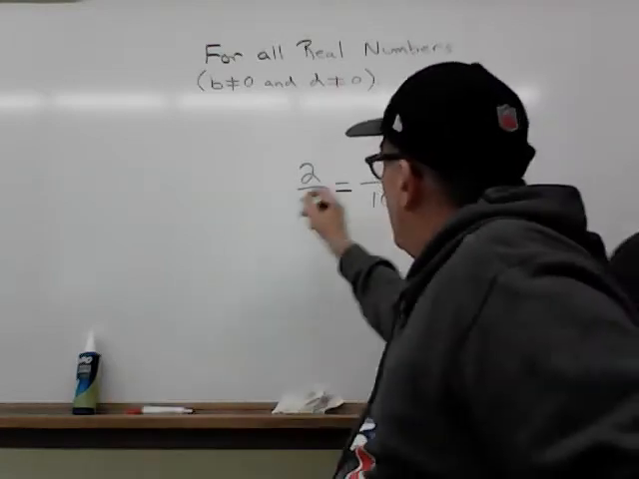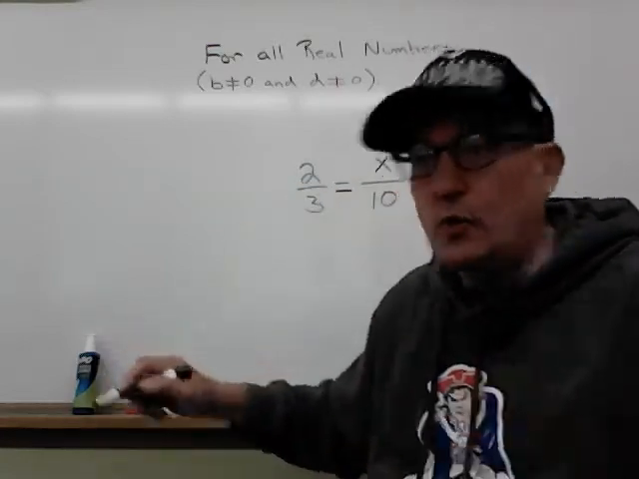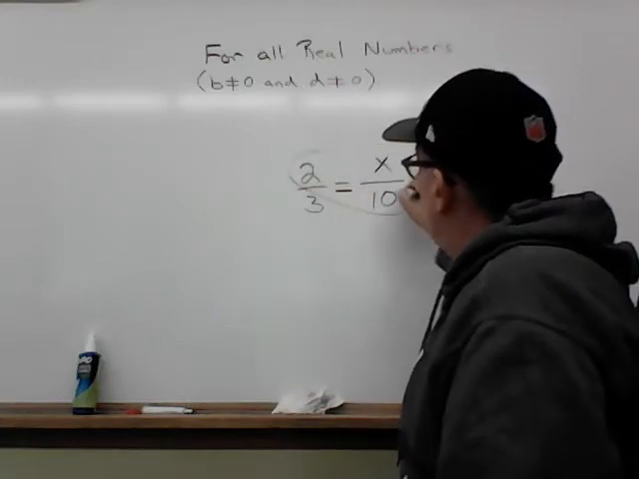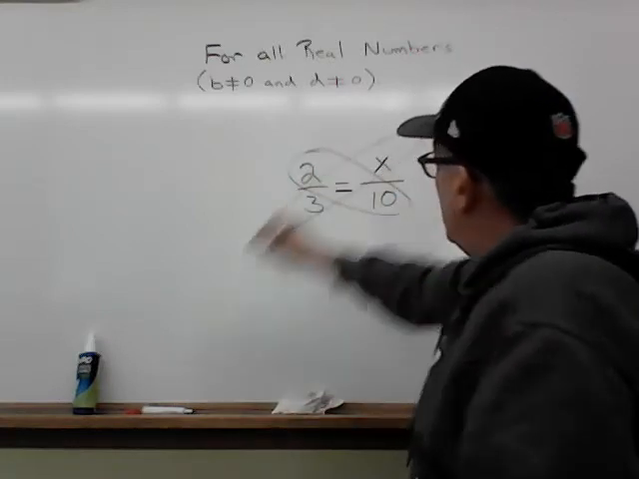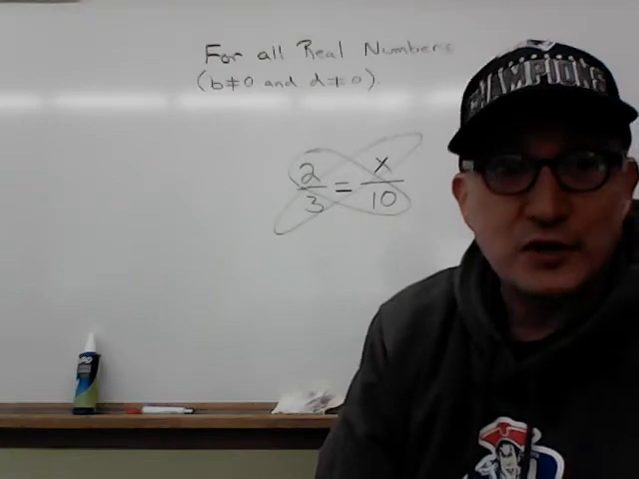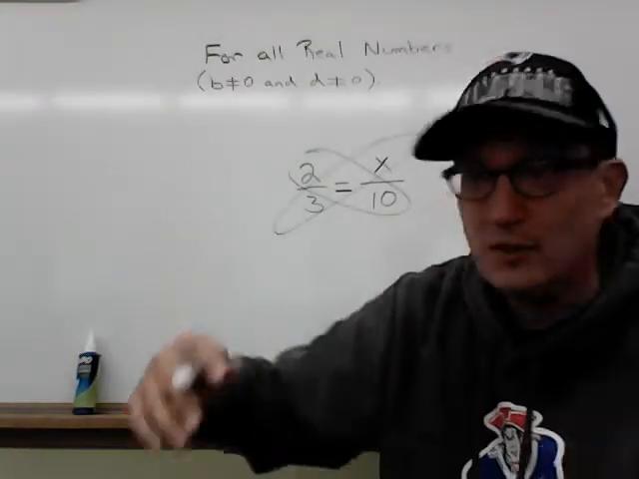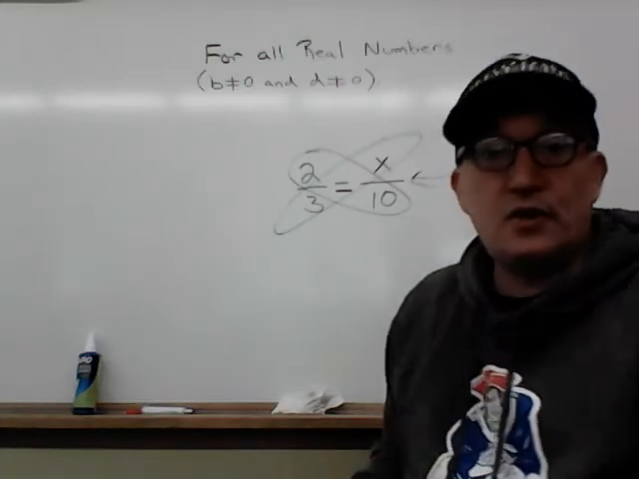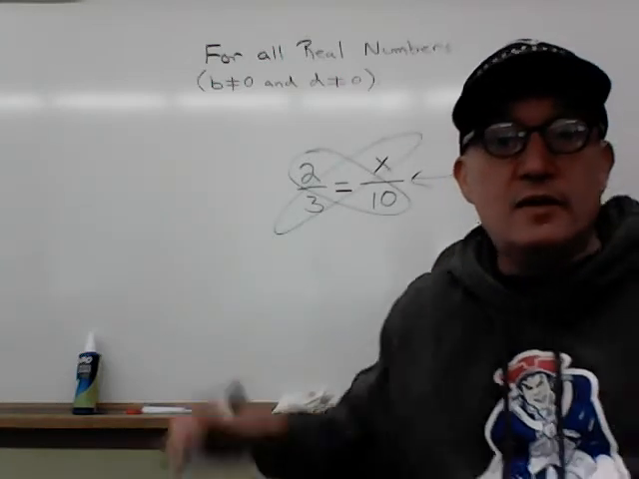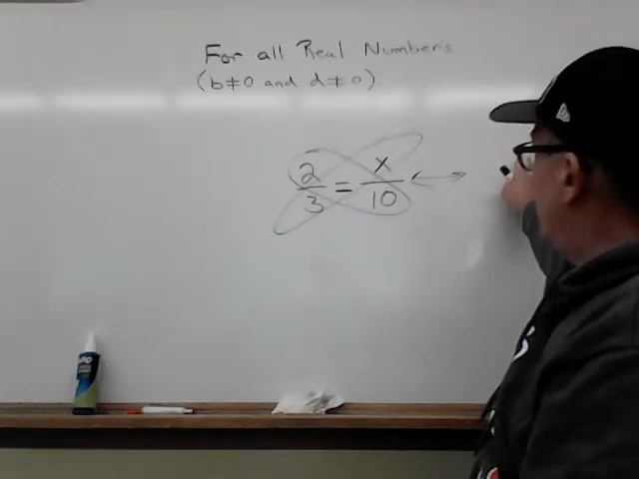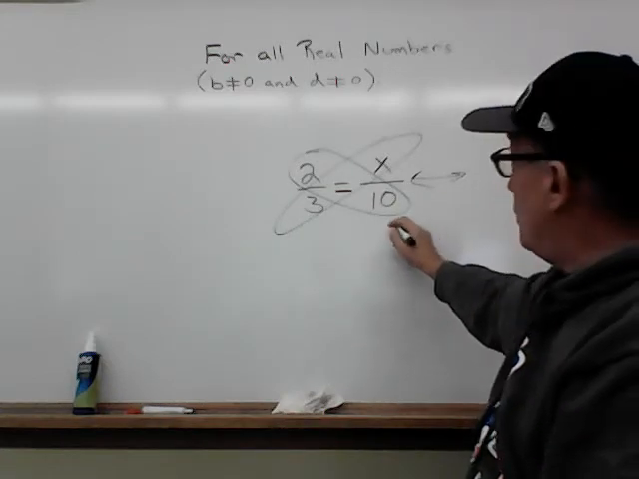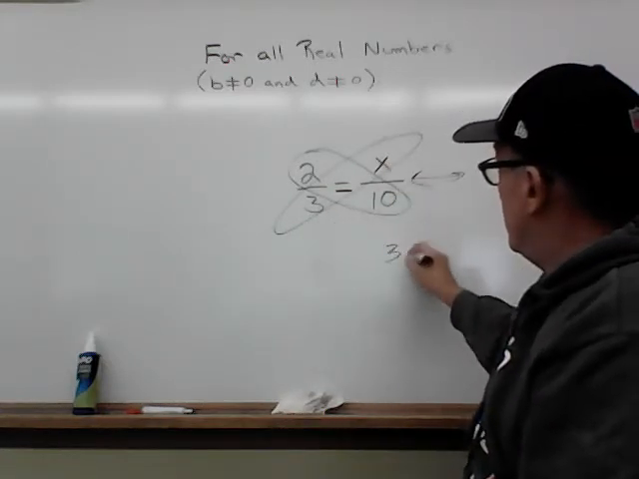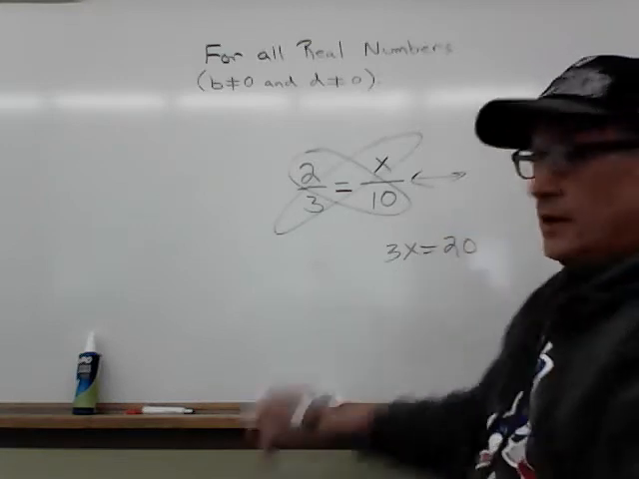That's right. Automatic. 2 equal ratios, 2 equal fractions. The diagonal cross products. Product means multiply. Must be equal. So if 2/3 equals x over 10, I'm running out of a little room here. I'd like to put that over here, but I'm going to put it down here. 3 times x, this time, equals 20.